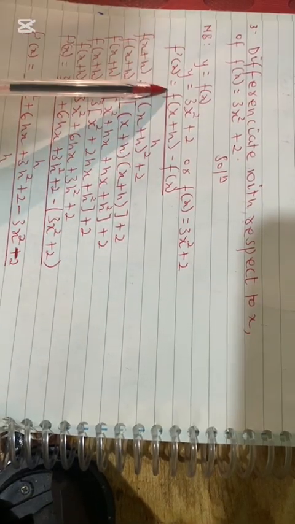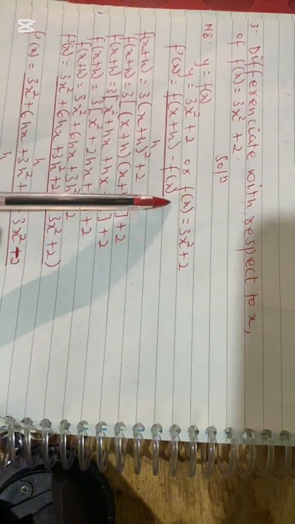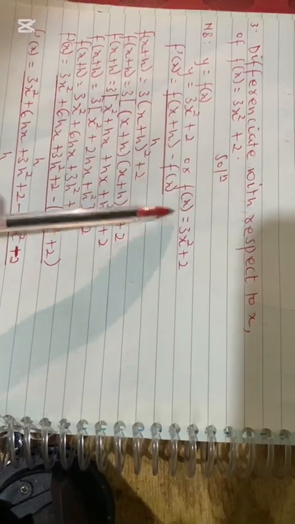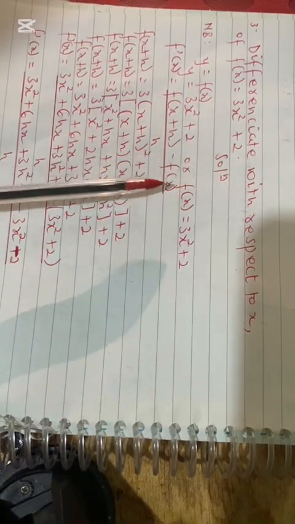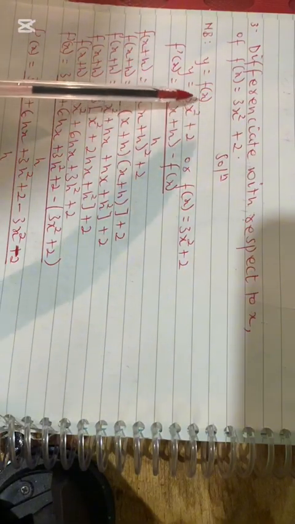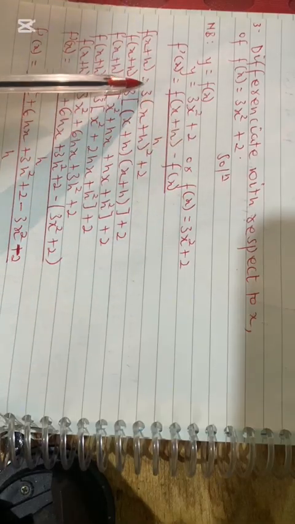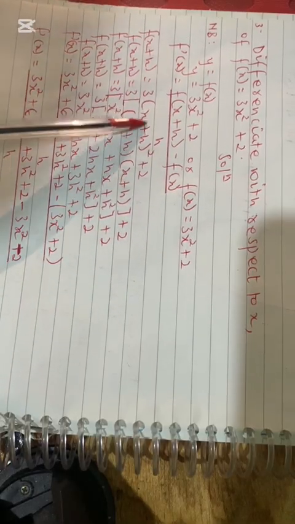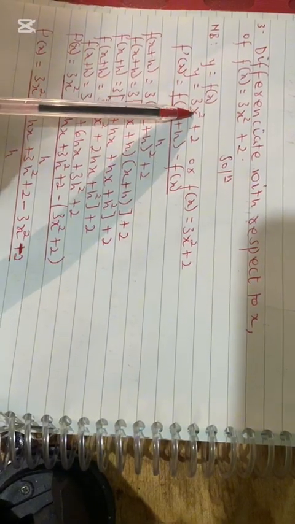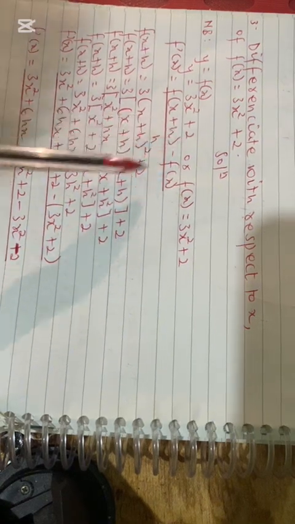So f prime of x is the same as what? The formula is f of x plus h minus f of x over h. So once again, let's find our f of x plus h. So this is the function. Whenever I see x, I replace it with x plus h. So I'm going to have 3 bracket open x plus h all squared, because the x was squared. So this x plus h, I have to square everything, plus 2.